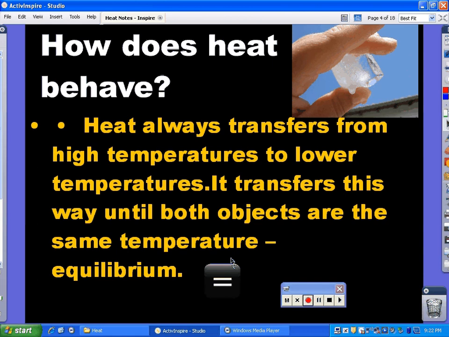So how does heat behave? You know this. It's just one of those things that you've always known, but now you understand a little more scientifically. Heat always transfers from high temperatures to low temperatures. It transfers this way until both objects are the same temperature, equilibrium. If you'll remember the transmitting heat lab that we did with the 2 Ziploc bags, we had the warm water and the cold water. And what happens when you overlap them? Well, they try to reach the same temperature. The cold gets warmer and the warm gets colder, right?